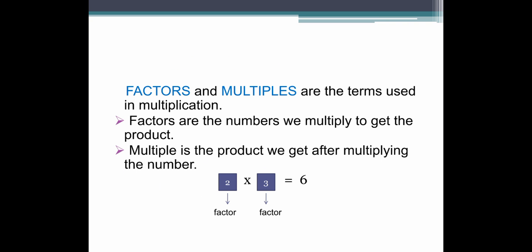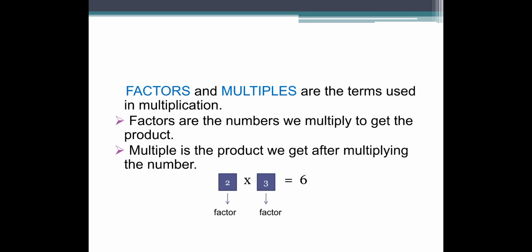What are factors and multiples? Factors and multiples are the terms that are used in multiplication. Factors are the numbers we multiply to get the product. When you multiply two numbers, we get a product, right? So those numbers are called the factors. So factors are the numbers we multiply to get the product.